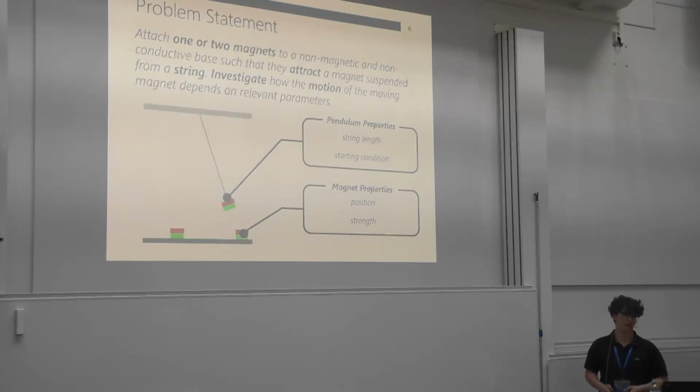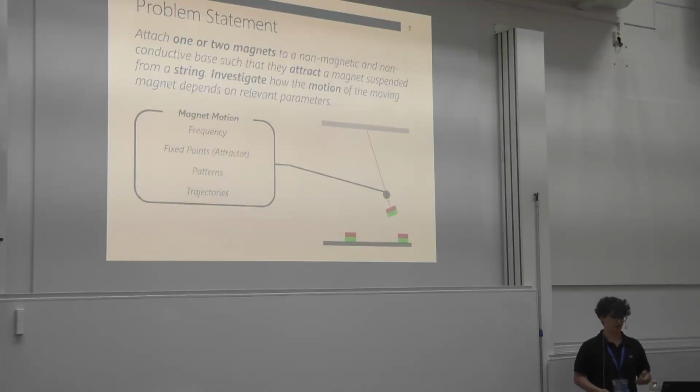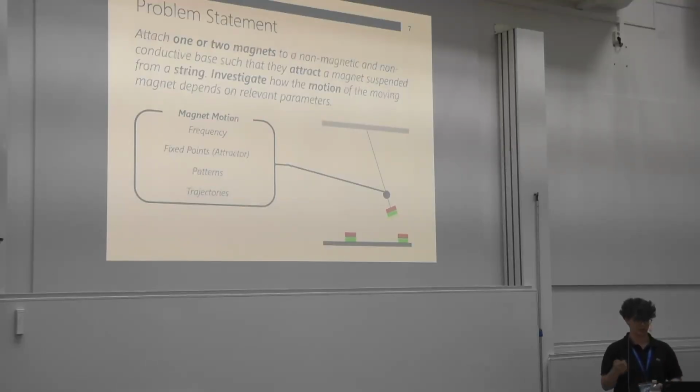For the relevant parameters, we have the pendulum properties, being the string length and the starting conditions, and the magnet properties, being the position and the strength of the magnet. Further going on, for the magnet motion, we have the frequency, the fixed points and the attractors, the patterns and the trajectories which will be investigated.